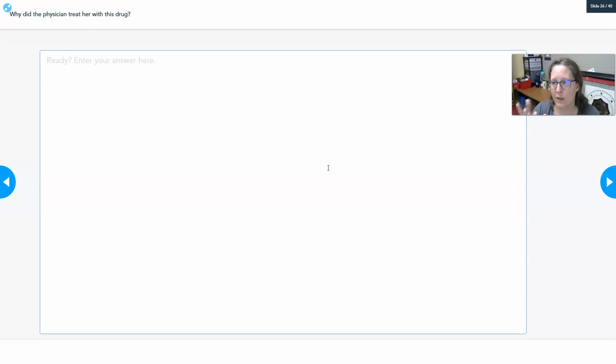pretty easy there. One, he switched the routes, right, from inhalation to IV or oral. I don't remember if theophylline is IV or oral, but he switched the routes. But also, because the rescue inhaler was not working, the albuterol wasn't working, there's no point in giving her more. It's not working, so let's switch up and do something that has a different mode of action.